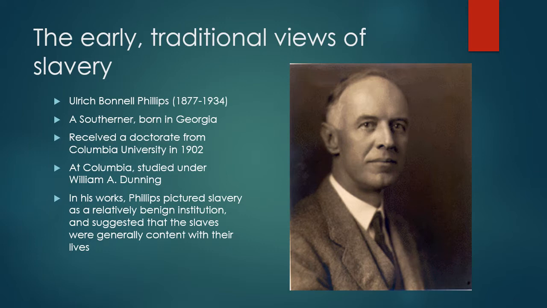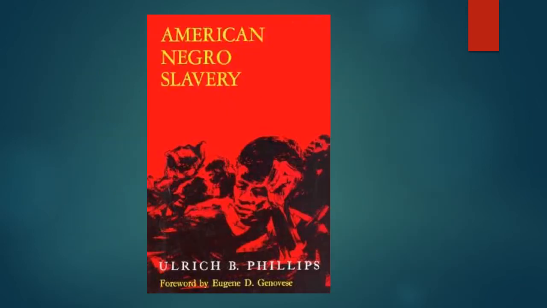The early traditional views of history were greatly shaped by a historian named Ulrich Bonnell Phillips. I've put a paper in the section under lecture texts that you should read. It is from the Georgia Encyclopedia about Phillips. Phillips was a Southerner born in Georgia, born during the Reconstruction era. He studied at Columbia under William A. Dunning and received a doctorate from Columbia in 1902.